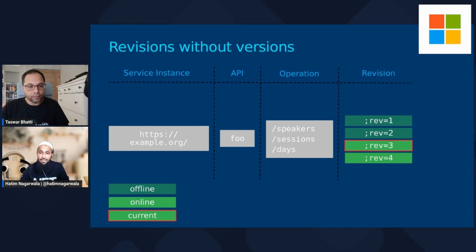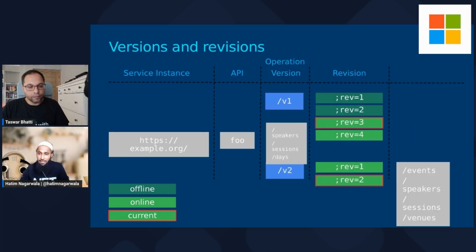So every end user would be able to, by default, get this revision, which is revision 3, and they will be able to go ahead and access this without adding that to the URL. But what if you want to add the versions and make sure that you are accessing the specific version and the specific revision?